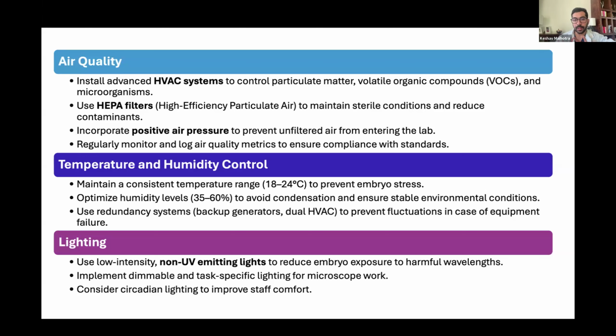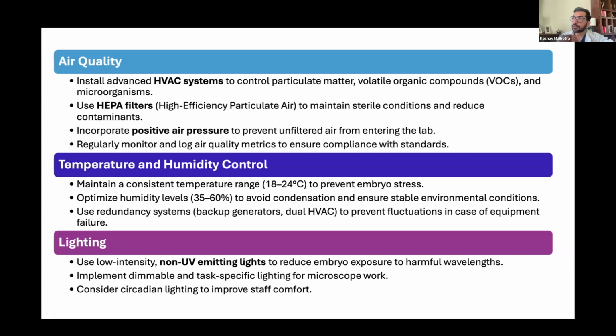So we need to think about air quality, and this can be done by introduction of air handling units or HVAC systems into the laboratory. We need to think of temperature and humidity control, and again, an HVAC system really helps us with this. And lighting is also something that we now want to consider.